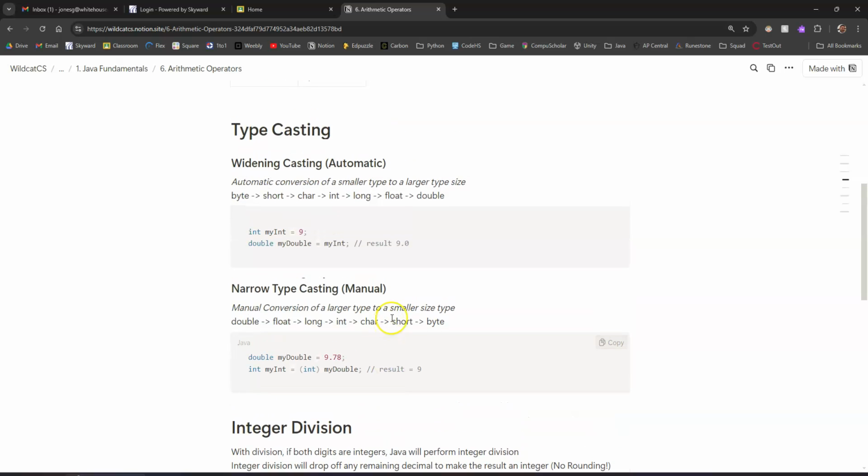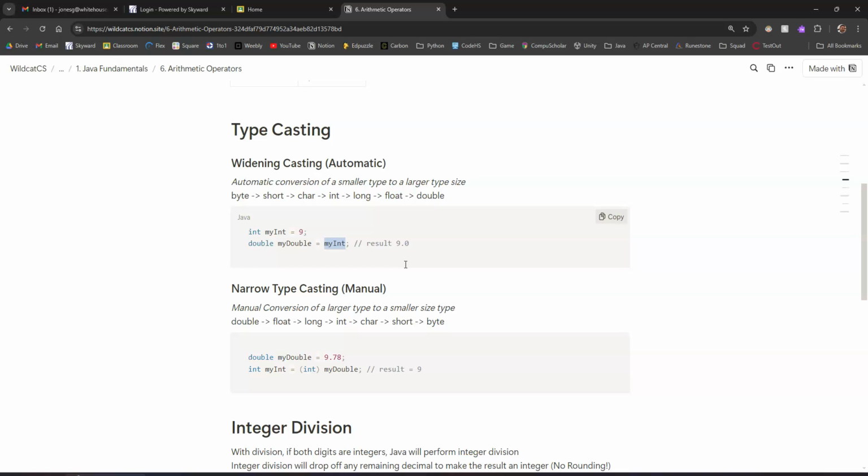All right, let's talk about typecasting. Typecasting has to do with changing one data type to another data type. There's some reasons why this would happen. One reason would be if I had an integer, int myInt equals 9, and I tried to store it inside of a double. This is completely possible. Java does something called widening casting. What that means is it's taking something that's smaller and putting it in something bigger. It's widening it.